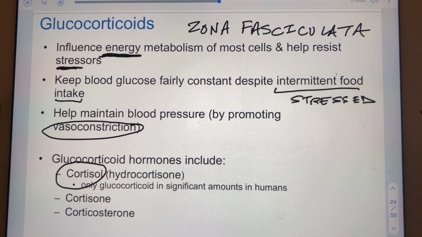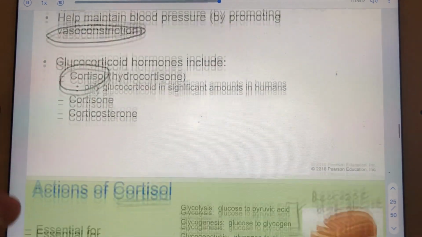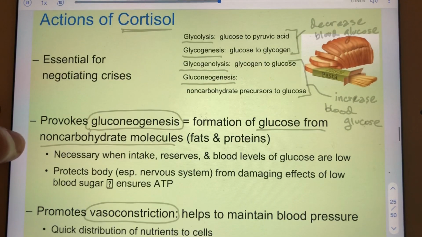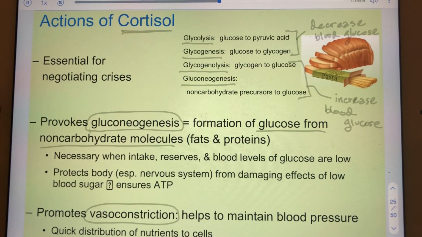Now, let's go to slide 26. Notice that the background of this slide is green. It's a different color than all the other slides. In the corner is an illustration of a loaf of bread and some pasta. Whenever you see the green background, the loaf of bread, the pasta, you want to think of glucose metabolism. Green means glucose.